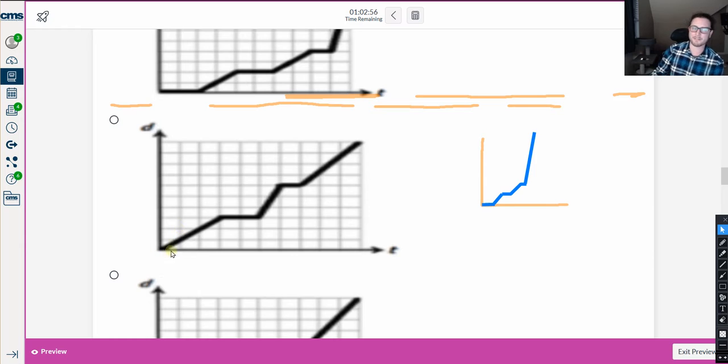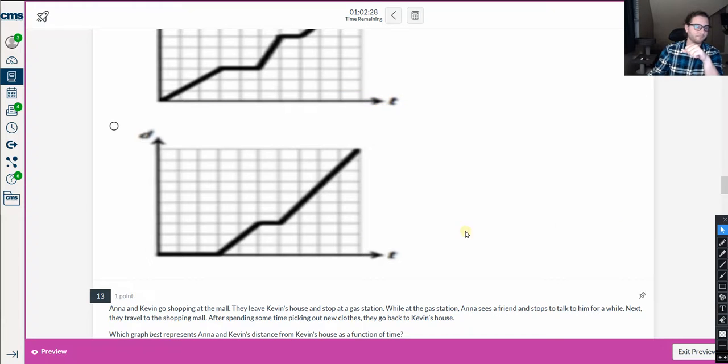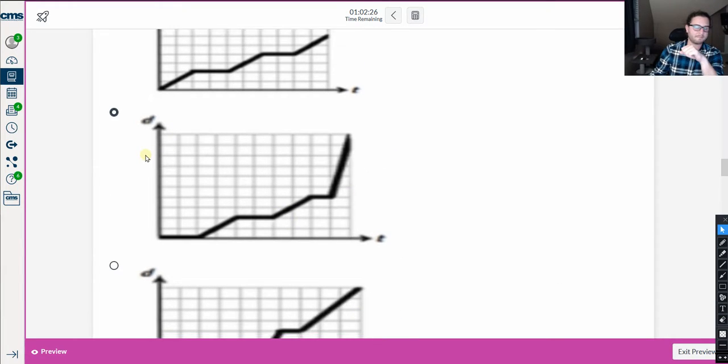C, it does not have that pause in the beginning, so that one is out. And for this one, it shows that the deer only paused once. But when we read that problem, it said that the deer didn't move, started moving, it paused once, started moving again, then paused one more time for a short period. So there should be two little steps, two little pauses that took place. And D just doesn't have that there. So my answer is B.